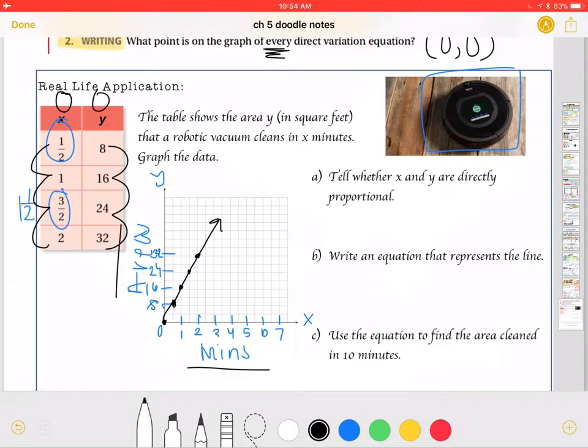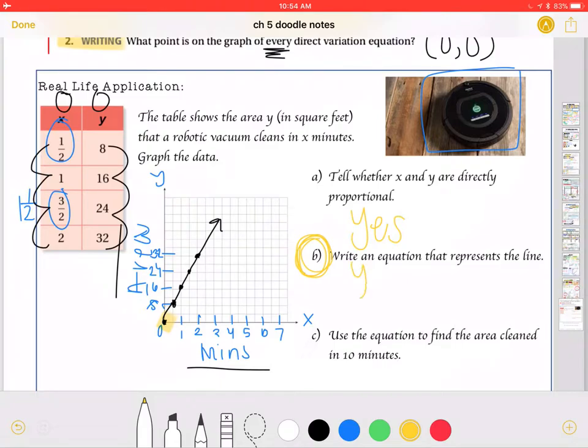Will it go through the origin, which I just showed you and we just discussed? Yes. So, tell whether x and y are directly proportional? We would say yes, because it's straight and goes through the point (0, 0). Now, write an equation that represents the line.